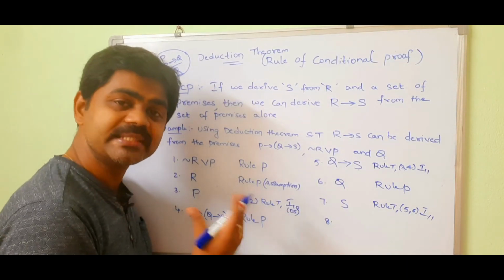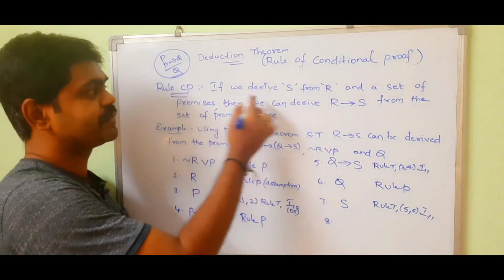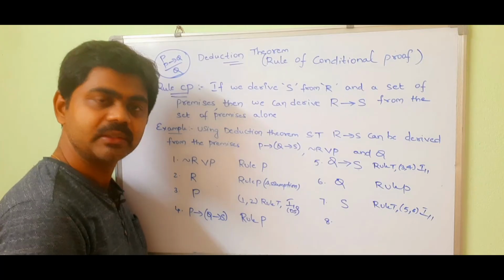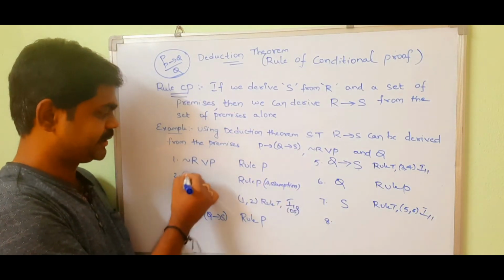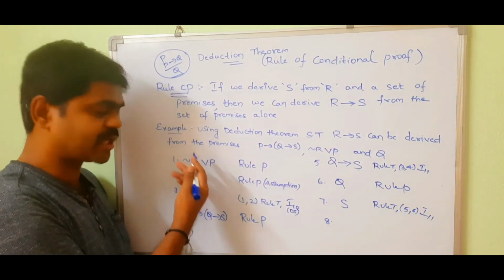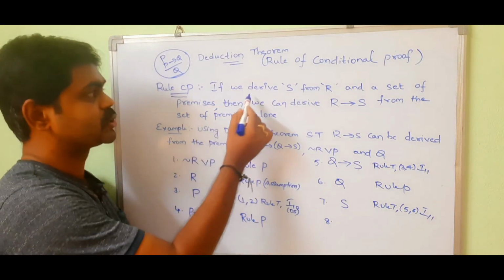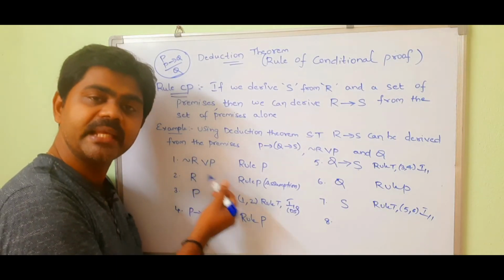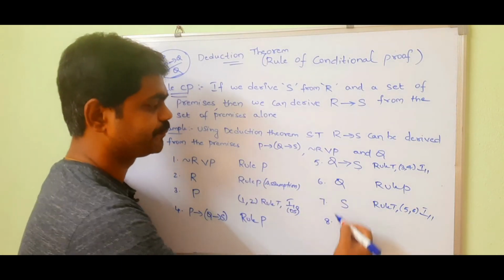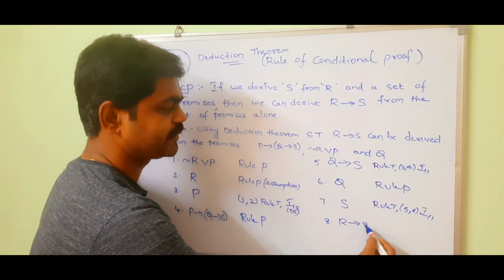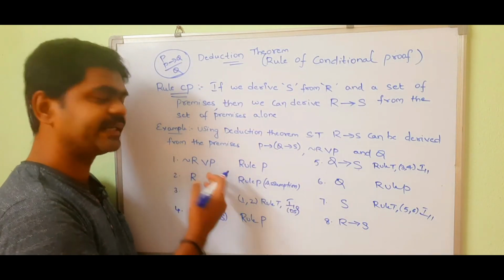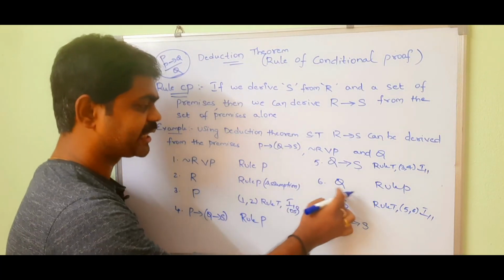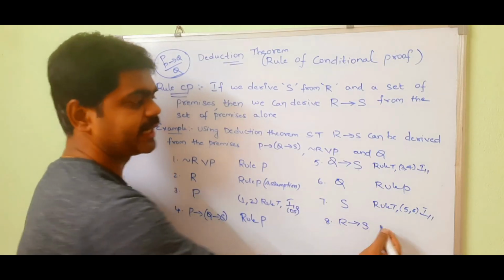And now we have rule CP. So if we derive S from R, then we can derive R → S from the set of premises alone. Here I have R, in the set of premises. Now I can derive S from R. So we can derive S from R in a set of premises. In my premises I have R, then using rule CP, I can get R → S. Why? Because from R I can derive S. We are deriving S from R. So simply write rule CP.